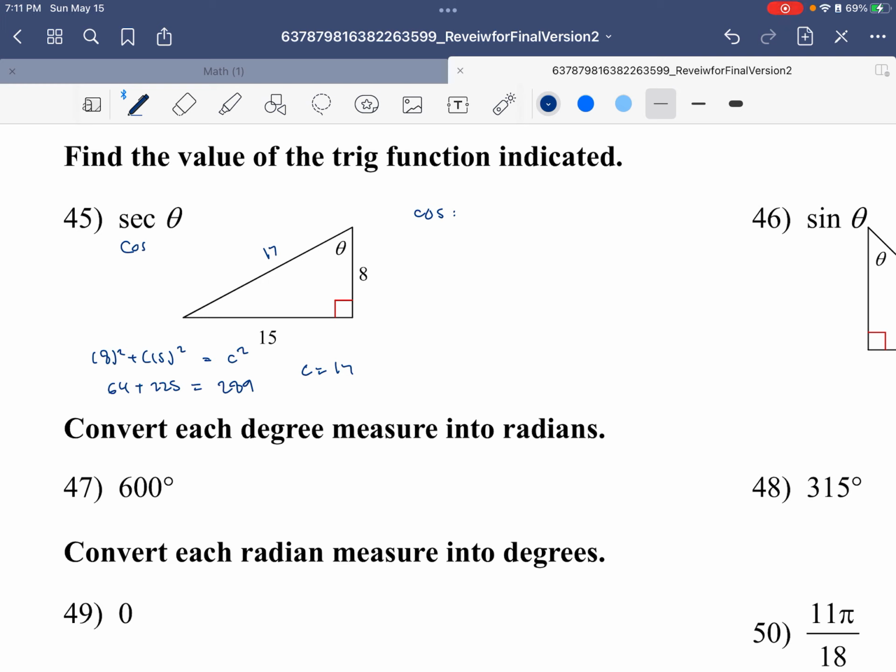So let's start with cosine, which we know is adjacent over hypotenuse. Here's our angle, adjacent is here, hypotenuse is here, so 8 over 17. And then secant is 1 over cosine, so 1 over 8 over 17, and that is 17 over 8. And 1 over 8 over 17 is the same as 1 times 17 over 8, which gives us that.